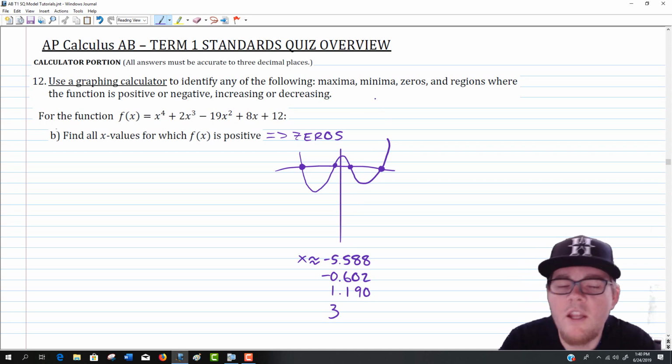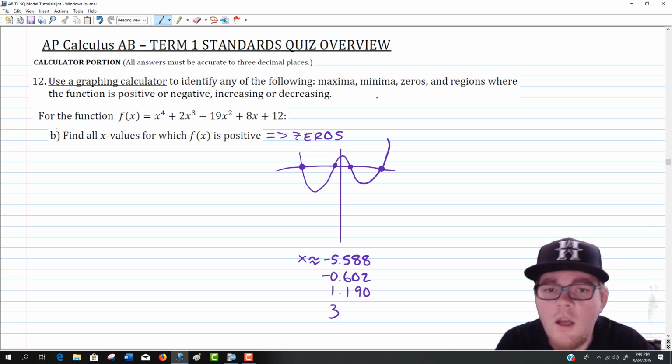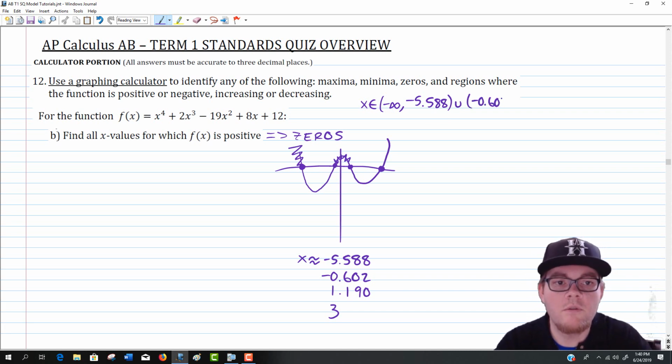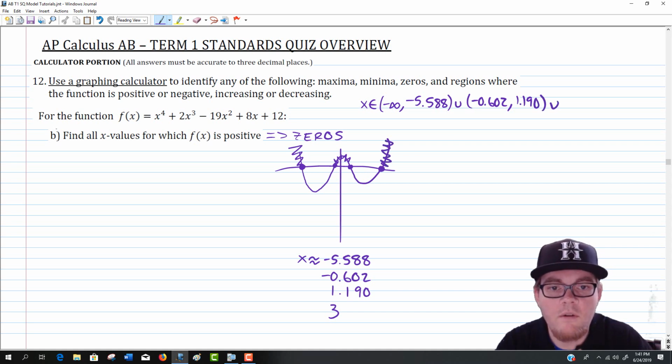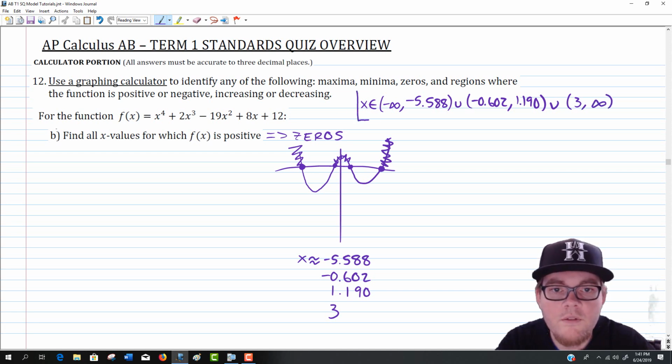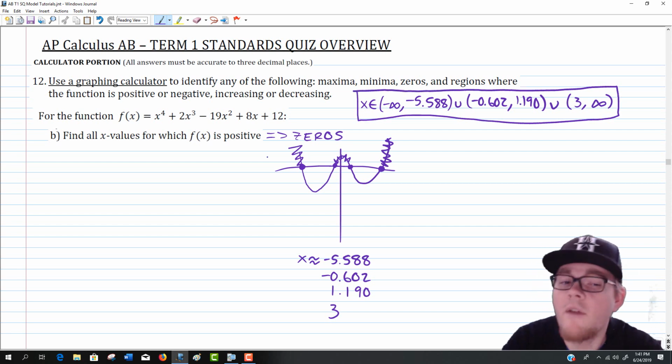We have the choice of using this in interval notation or in inequality notation. For simplicity, I'm going to do this in interval notation. So for our particular question, we're going to first have the region right here, which goes from -infinity to -5.588. We're then going to have the region in the middle, which runs from -0.602 to 1.190. And then finally, we're going to have the region on the far right, which is going to run from 3 to infinity. So it turns out there are 3 regions, 3 intervals where the value of f(x) is positive.